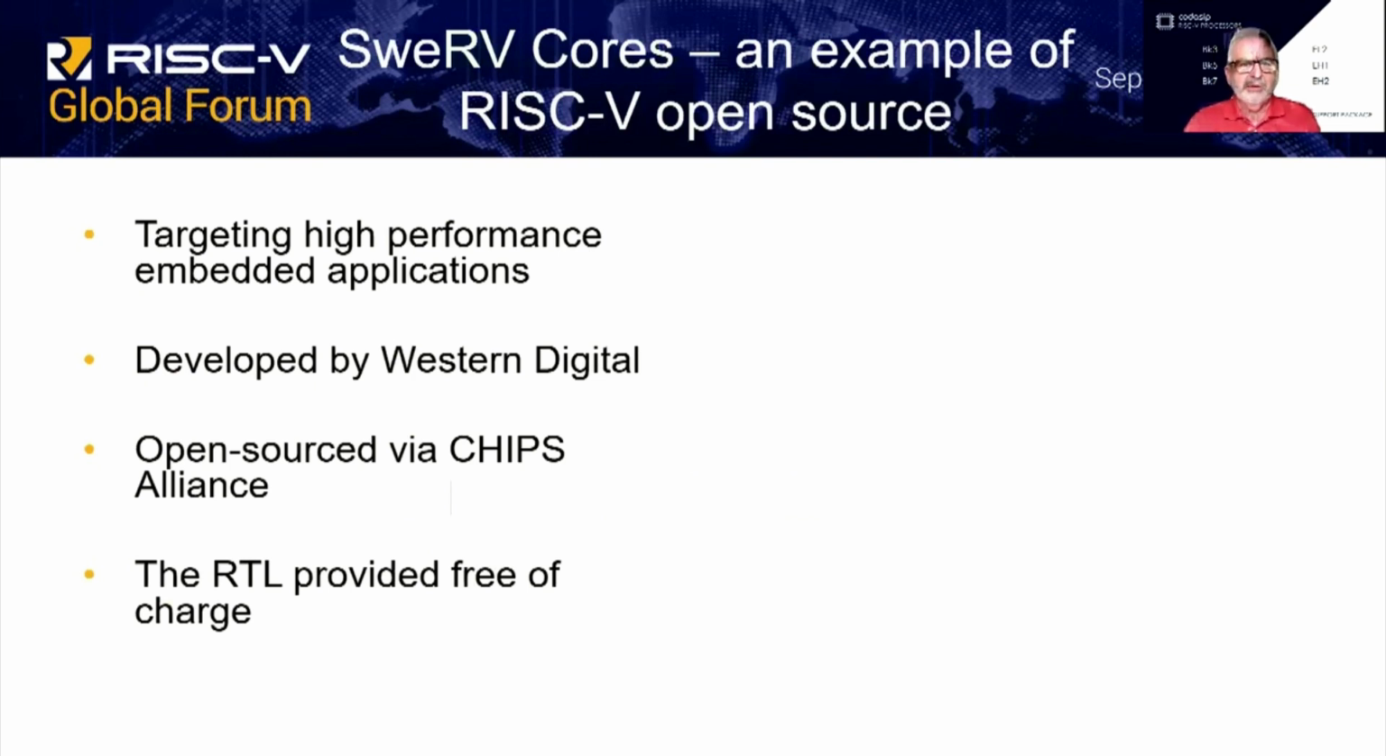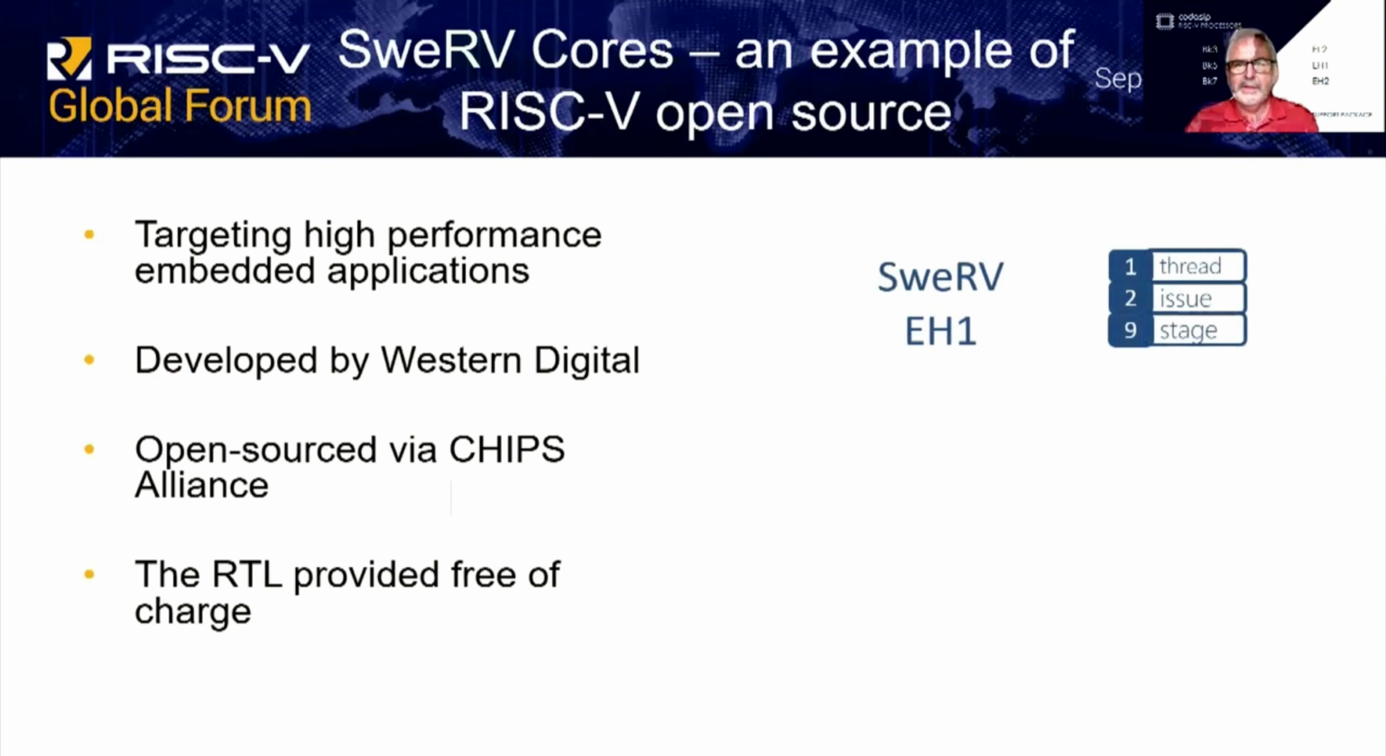So today's example is the family of SweRV cores, which is a modern example of open source RISC-V cores. These cores target high-performance embedded applications. They were developed by Western Digital, and they are open-sourced via CHIPS Alliance. The RTL is provided free of charge, as you'd expect. Before going further, I'd just like to briefly introduce the three cores in the family.